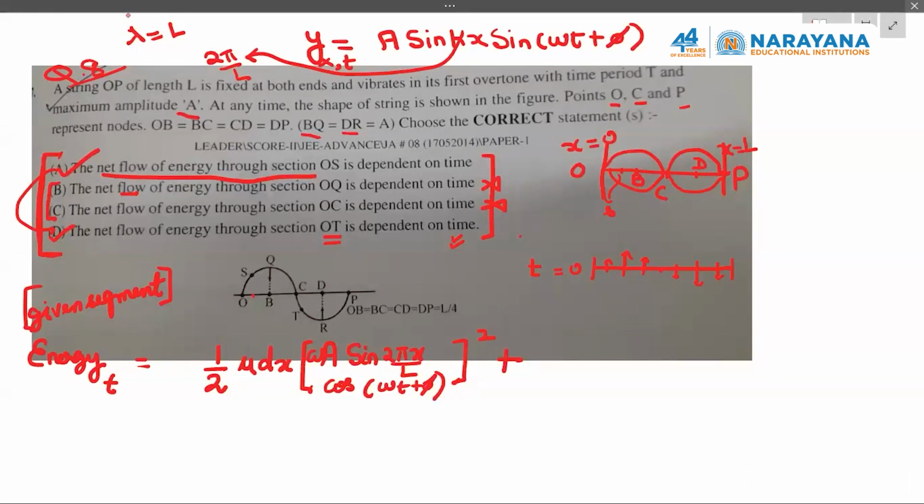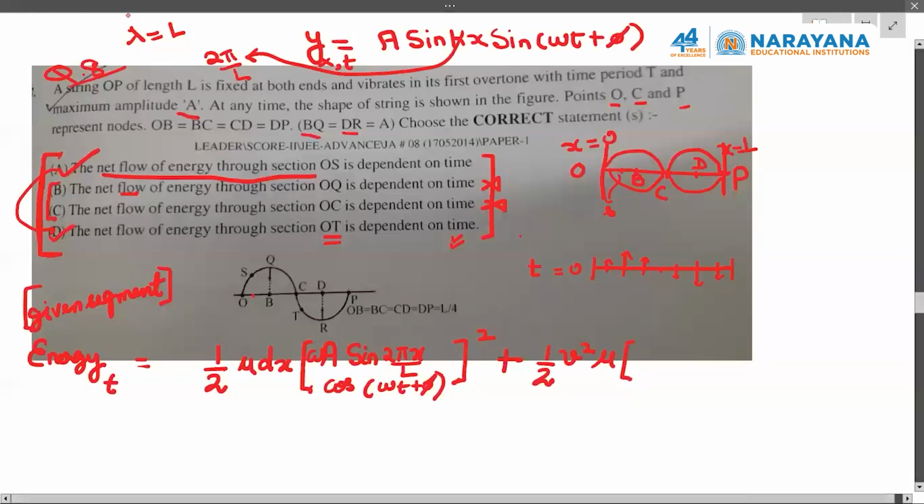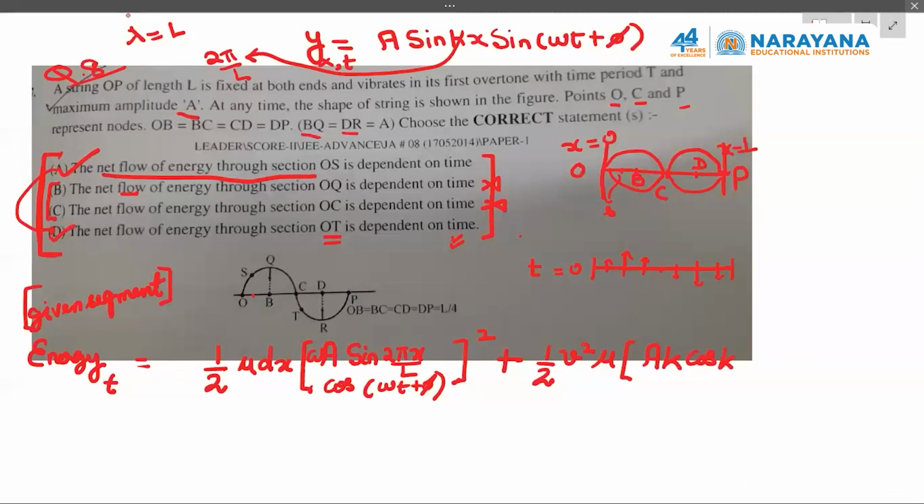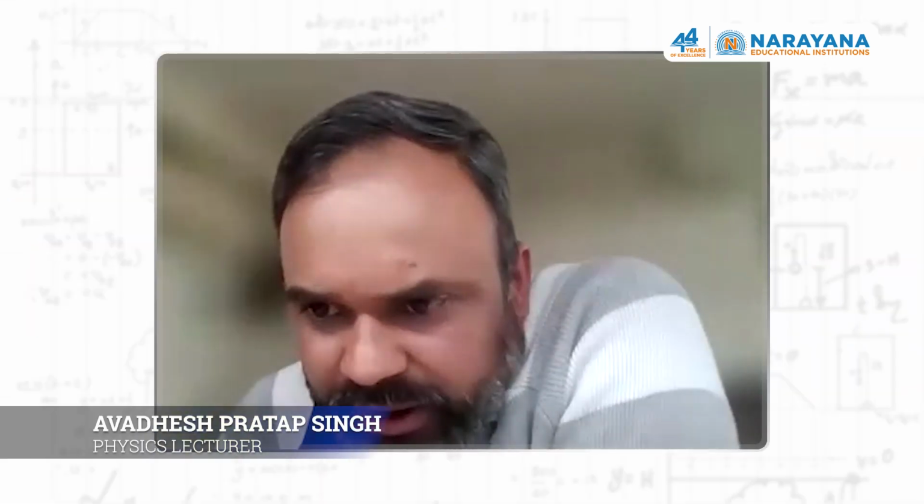The potential energy term again in that segment. So it is half of T dx. So I'm using v square into mu into that term, dou y by dou x, the whole square. So it is a k cos kx, let me substitute k afterwards, and sine omega t plus phi, the whole square. So in the dx segment, I am writing this as my energy.